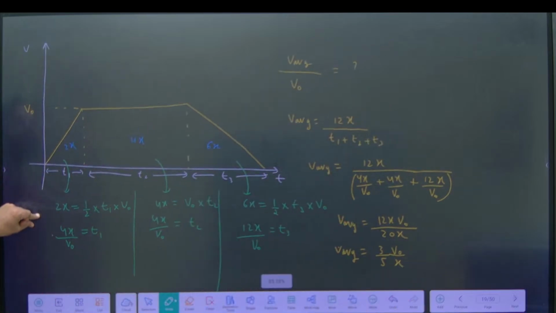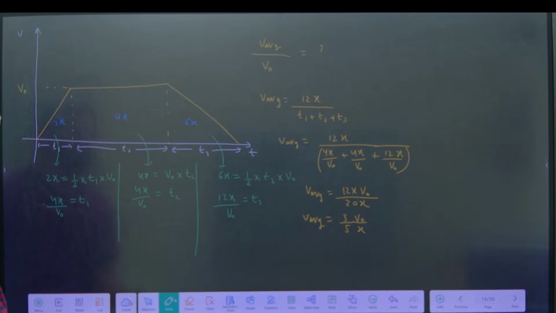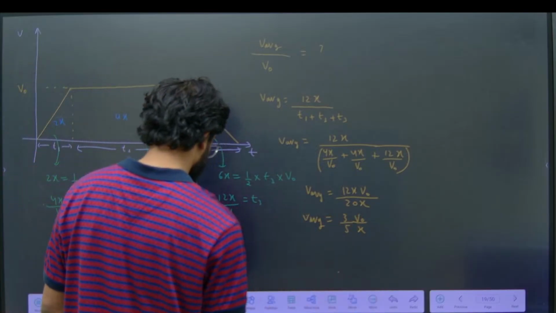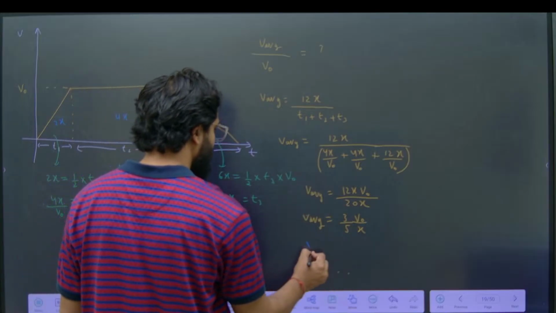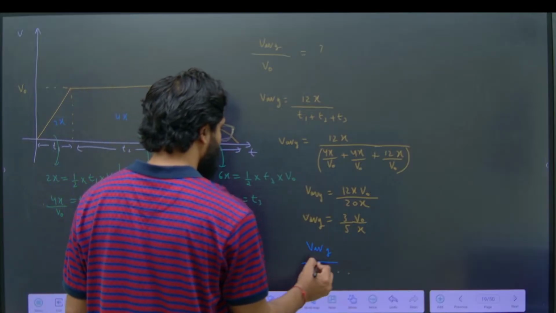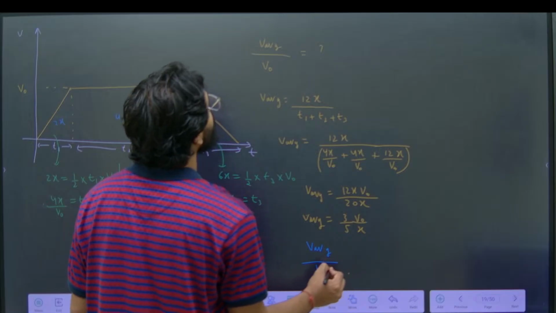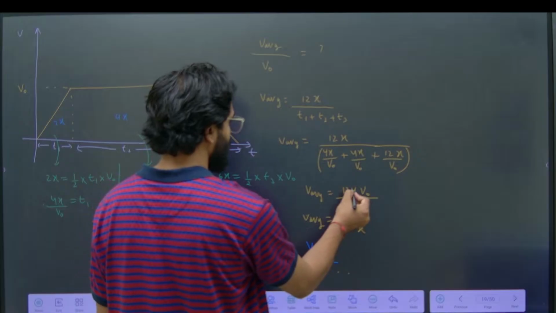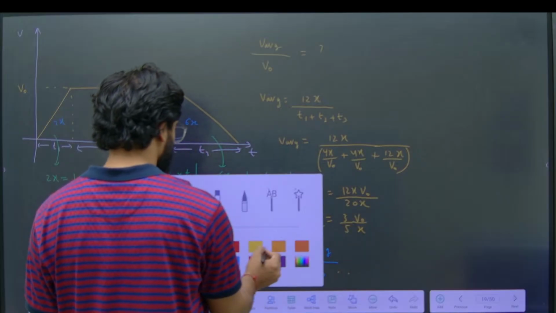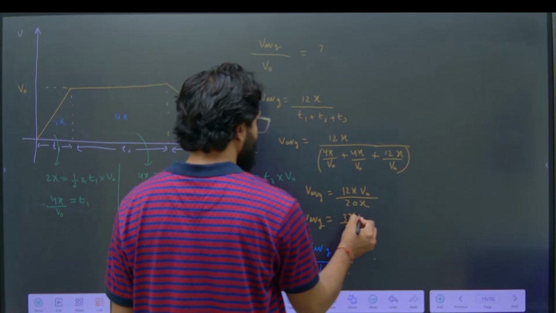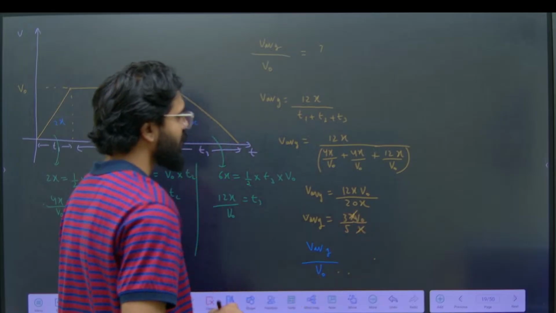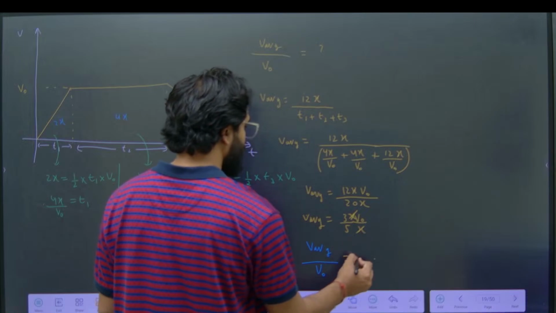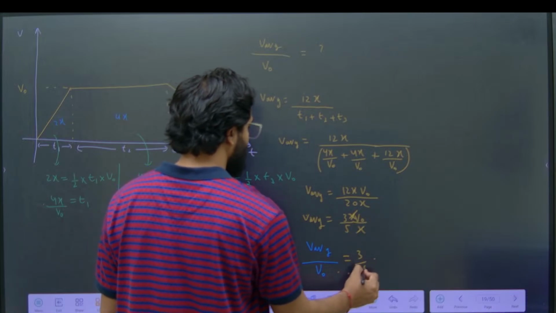So now the questioner is asking what is V average upon V naught. So clearly we can write it from here only, guys. V average upon V naught. Did I miss something? Because the dimension was not coming correct. So x, x, x are cancelling out each other. So we can write V average upon V naught. It is 3 by 5.